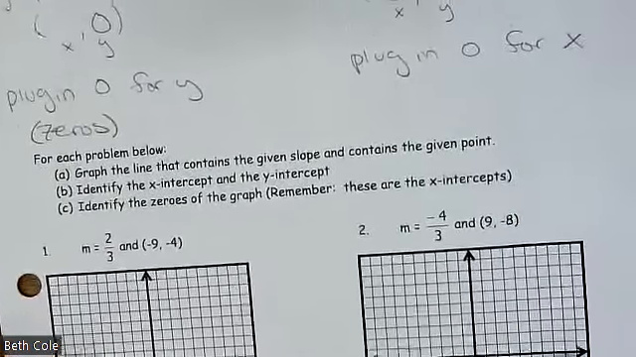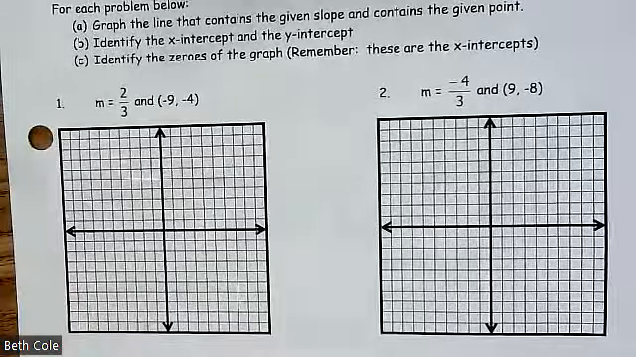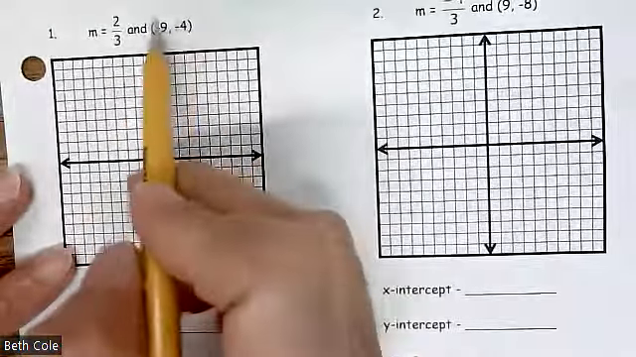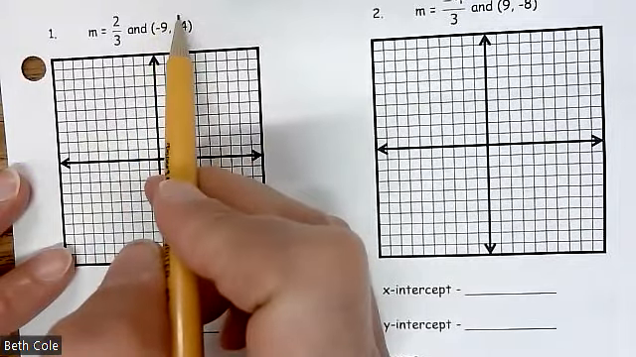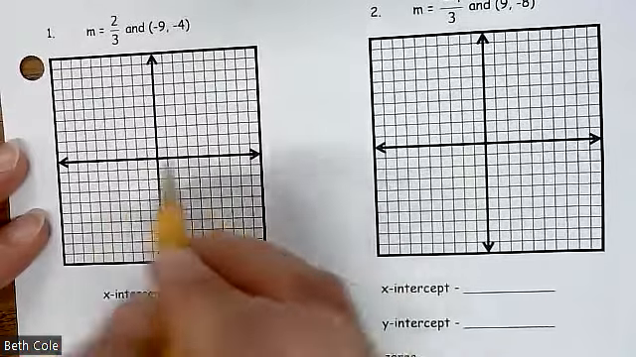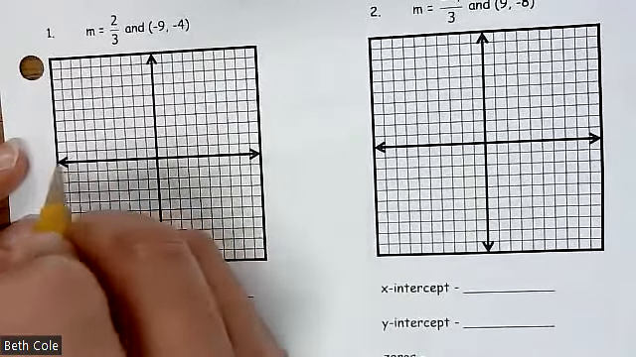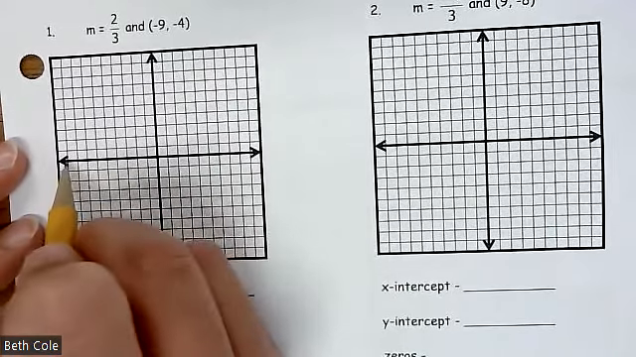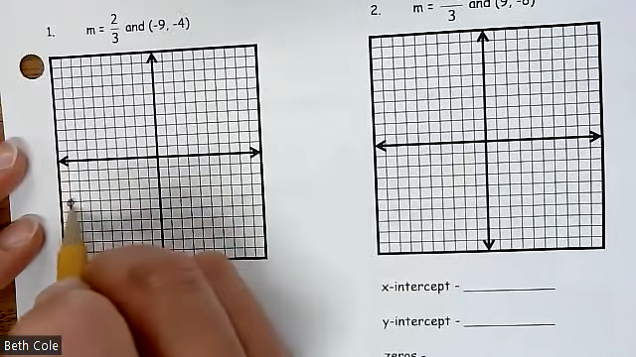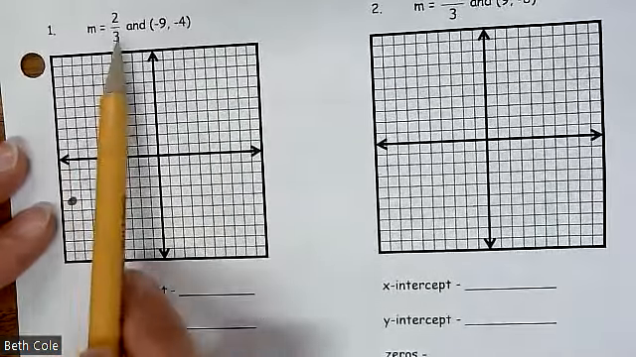So we're going to practice graphing these. You just did that on your quiz. And then we're just going to write where the intercepts are, okay? -9, -4. What quadrant would that put us in? Down here. So go -9. I think the grid is 10 by 10. Yeah, the grid is 10 by 10. So -9 will be one box before the edge. And then -4. So here's your point. And your slope is 2/3.